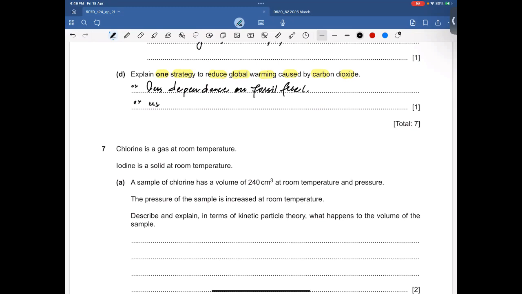Use renewable sources of energy. Okay. Do plantation, and plantation makes a difference.